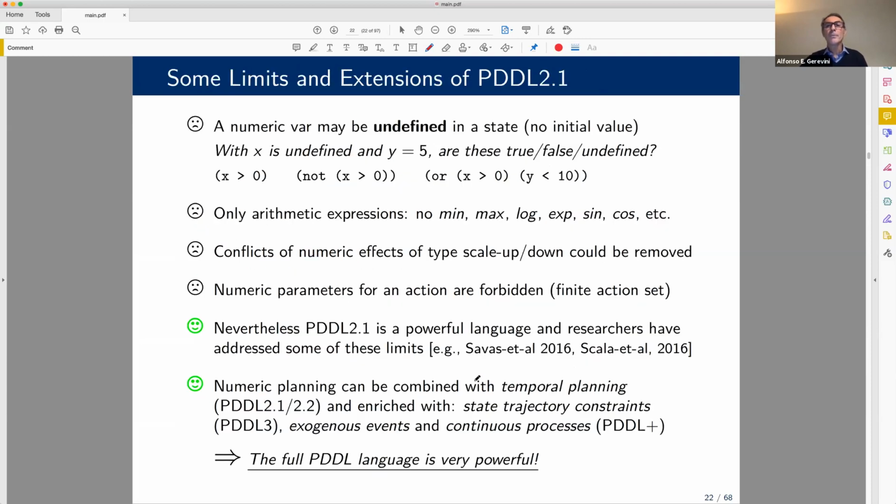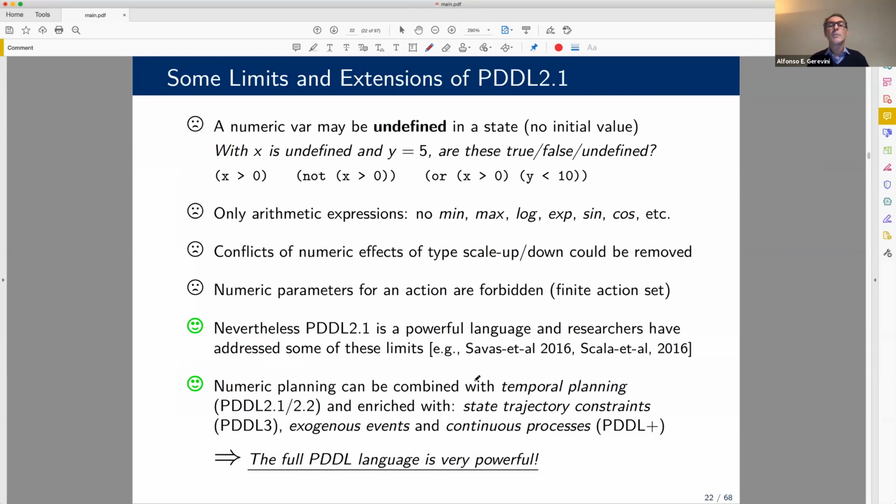Okay, so I'm almost done with the first part of this lecture. In this slide, I have summarized some of what I think are limits of the language, but not only me. Also, several researchers in the community have pointed out that these things should be improved. And there is some recent research that improves these limits. So, for example, I mention just one of these.